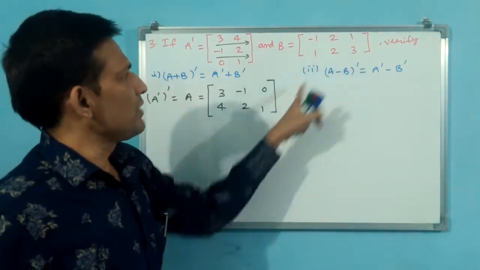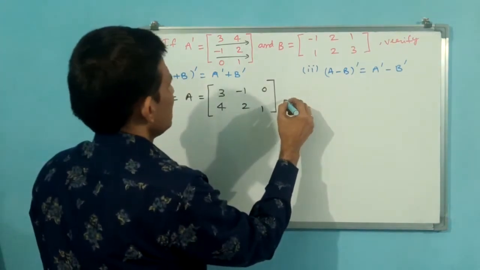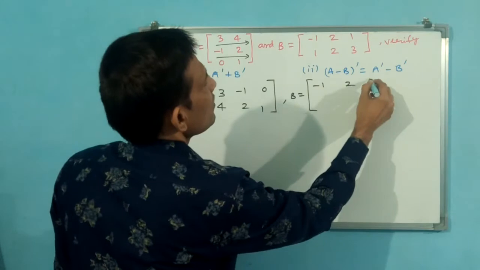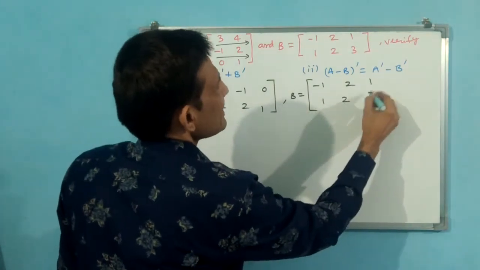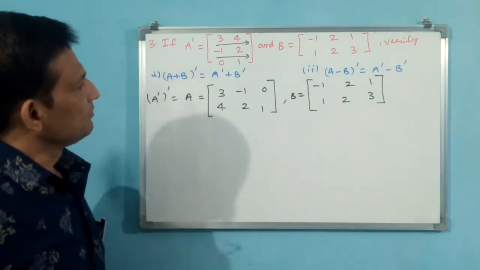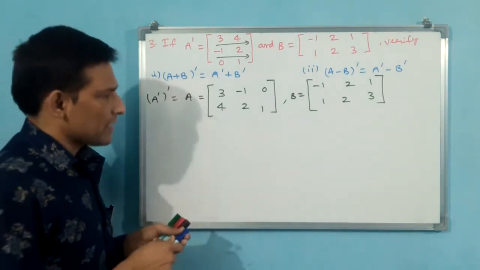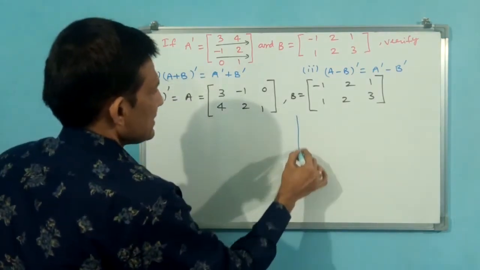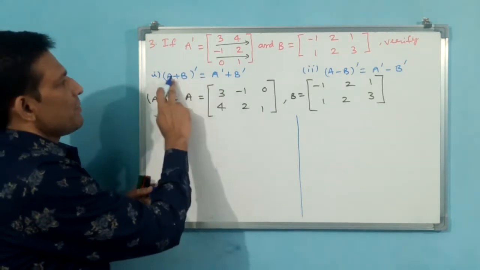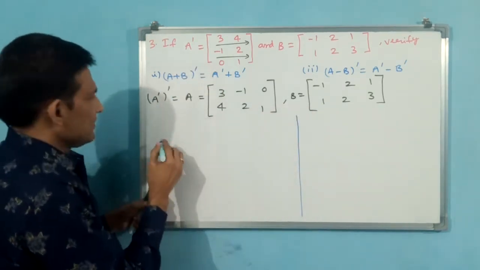Now B also has the same thing. Shall we write? Yes, let us write. Comma, B. Minus 1, 2, 1. 1, 2, 3. These two are the matrices for you. Now what you have to do? First of all, here also LHS and RHS you take separately. Let us do first A plus B. A you are having, B you are having. A plus B, then you will transpose for the LHS. Okay, let us do it.